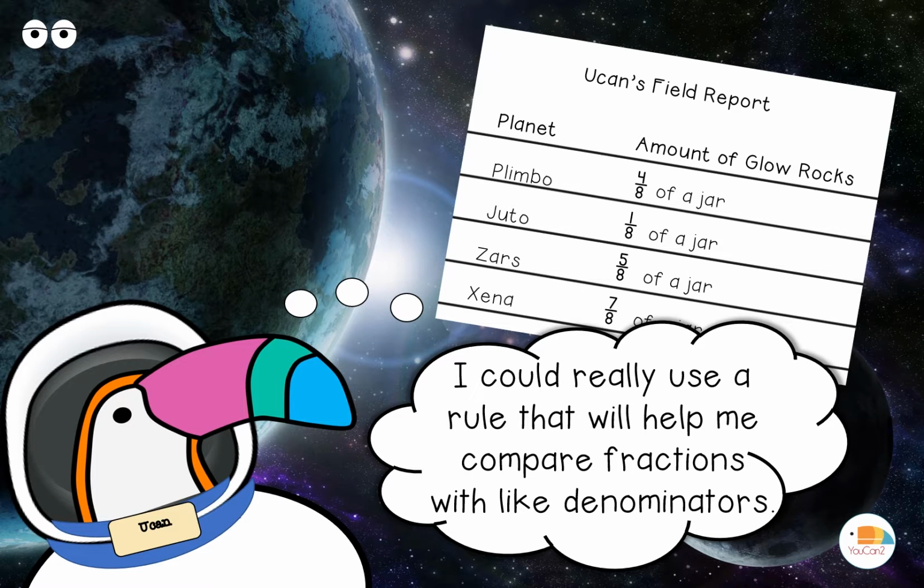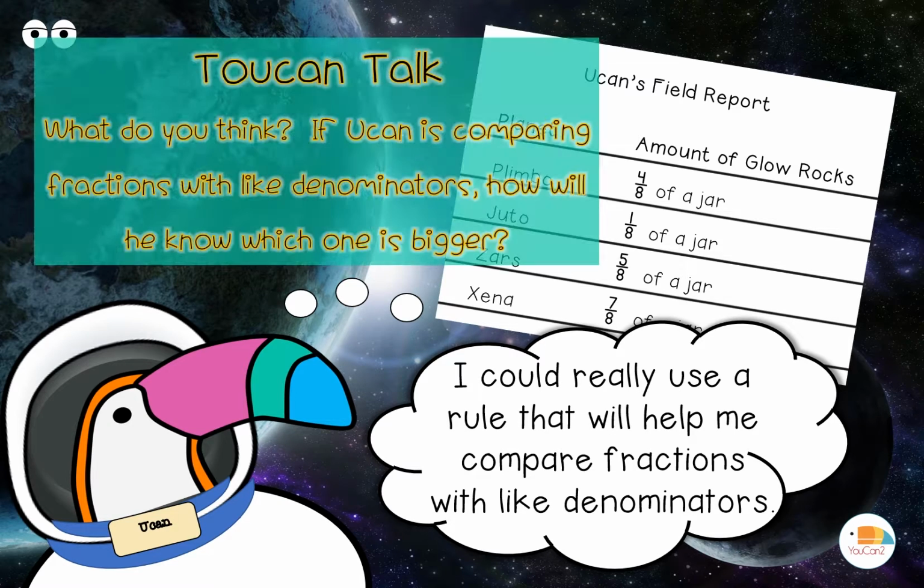You're right, Ucan. You could really use a rule that's going to help you compare fractions with like denominators. Guys, can we help him out? It's time for a Toucan talk. Stop and think. Is there a rule we can write for Ucan that will help him know always how to compare fractions with like denominators? Think about it for 10 seconds before turning and talking to a partner.